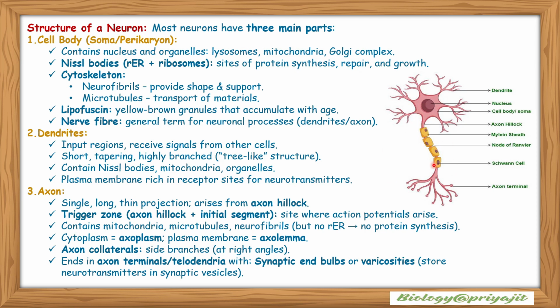Axon: this is the axon. It is a single long thin projection that arises from the axon hillock. This is the axon hillock. The trigger zone is the axon hillock plus the initial segment. It is the site where the action potential arises.